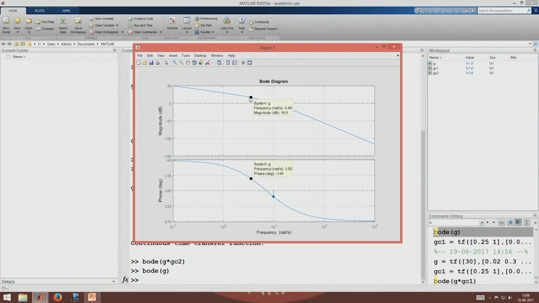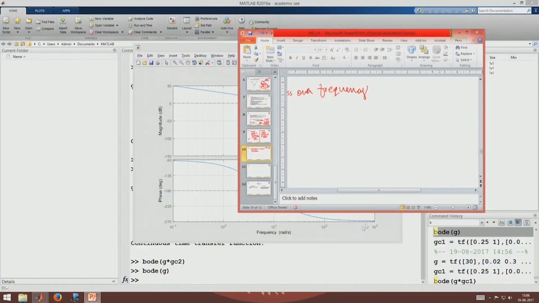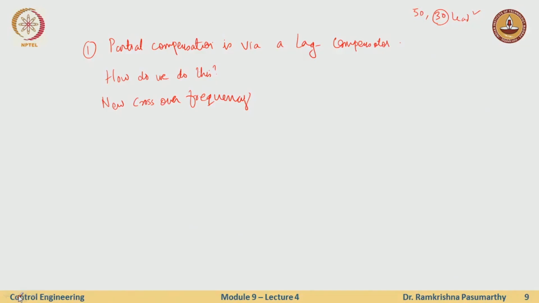Okay, so what I need to do is compensate for this magnitude via the lag compensator, or in other words, I need to first design the beta. So how is the beta designed? I am looking at 20 log beta being about 16.4 in decibels. This means that log of beta is 0.82, which essentially means beta is about 6.6.